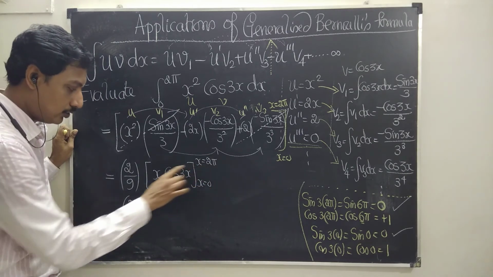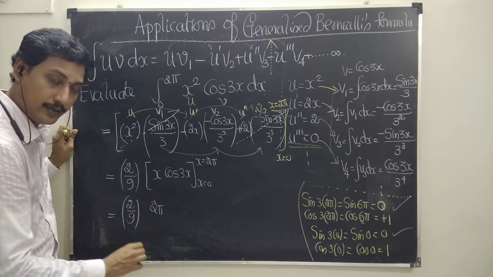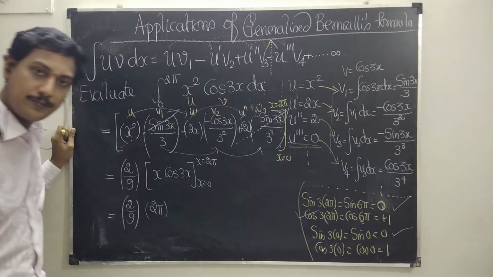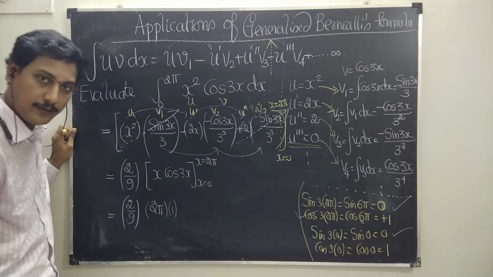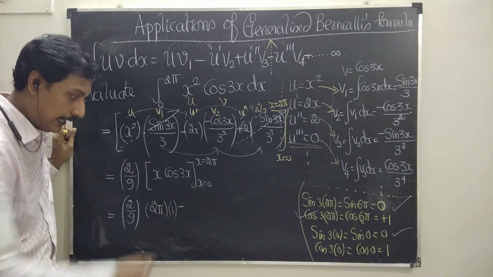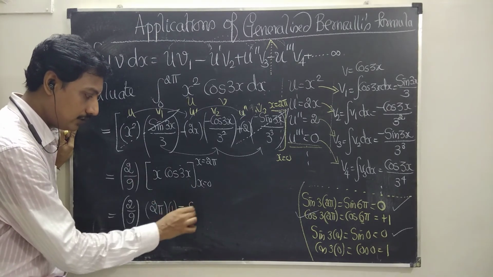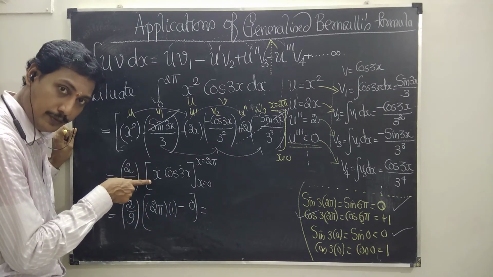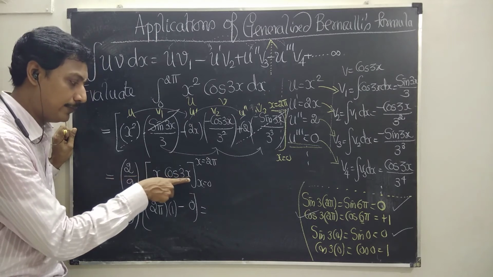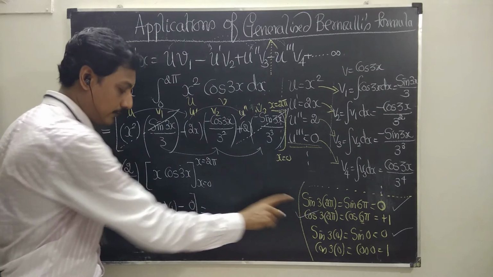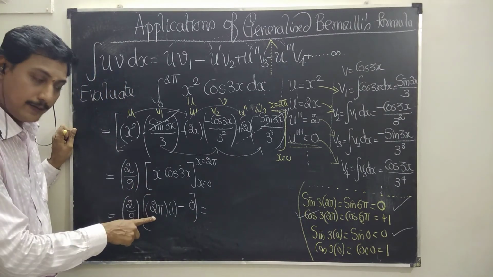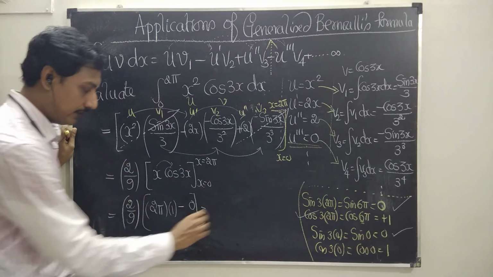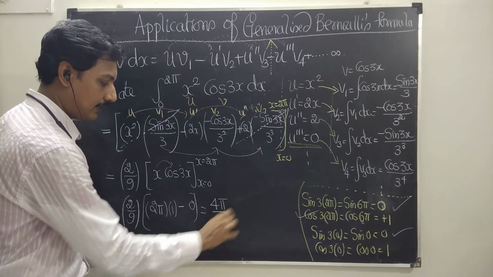Now, substitute x equal to 2 pi. This is 2 pi. What about cos of 3 into 2 pi? It is cos 6 pi, which is 1. Minus the lower limit, x equal to 0: 0 and anything is 0. So I close this one. Once I repeat, the upper limit is x equal to 2 pi, 2 pi into cos 6 pi, whose value is plus 1. So 1 into 2 pi is 2 pi. The lower limit is 0, and 0 and anything is 0. So 2 by 9 into 2 pi is 4 pi by 9. That is the answer.